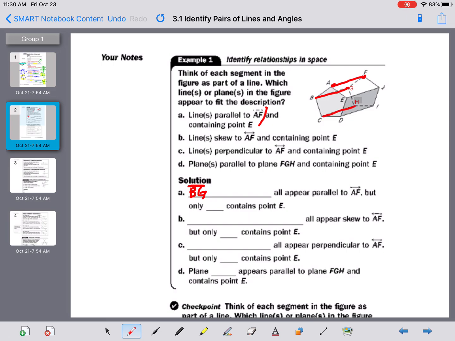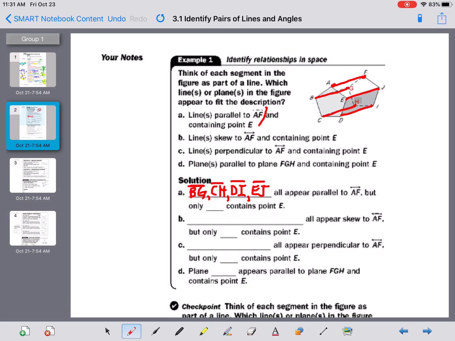The next one I see is CH. I see one at DI. And I see one at EJ. Okay, now a couple things here. When I look up there at my picture, all those lines are kind of going in the same direction. So I know that those are parallel.